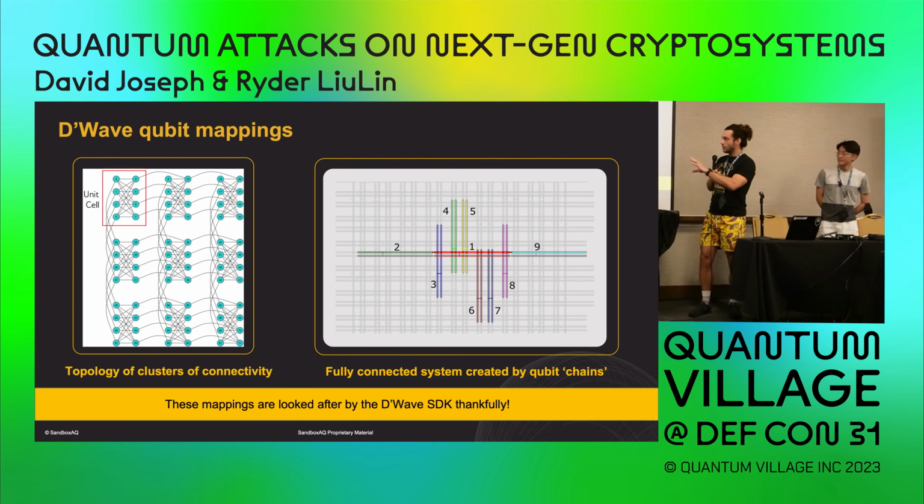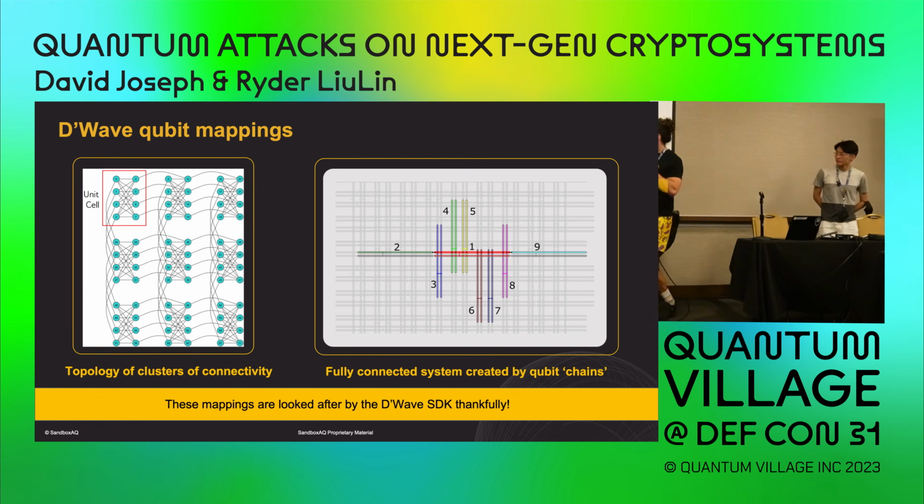And what does this look like? This might actually be a diagram of the Chimera topology, which is from the D-Wave 2000Q. And this is a diagram of that qubit layout. So you see each qubit is connected to a cluster of other qubits, and then each cluster is connected to a cluster of other qubits.